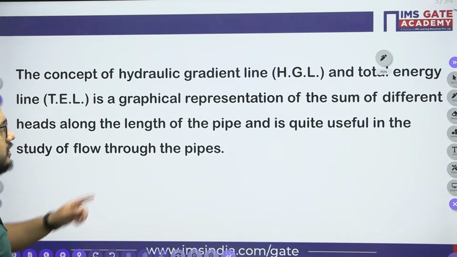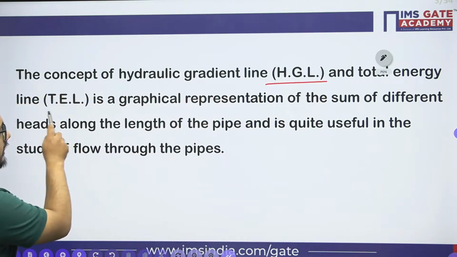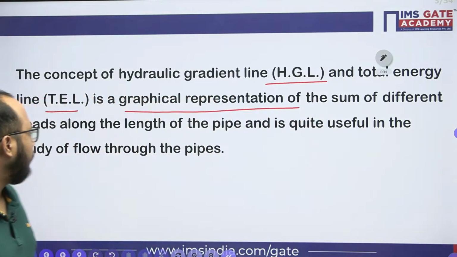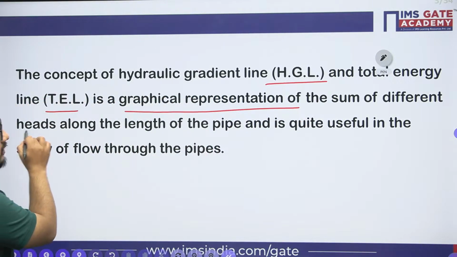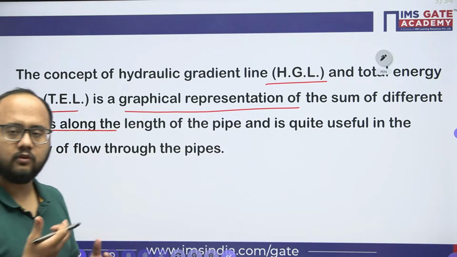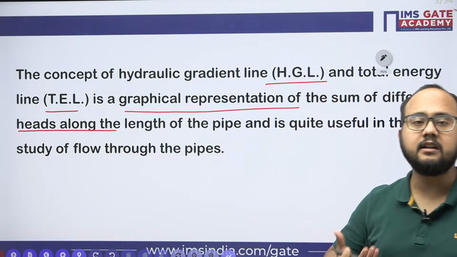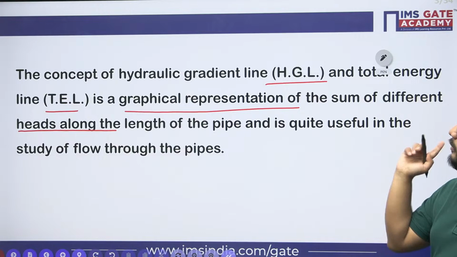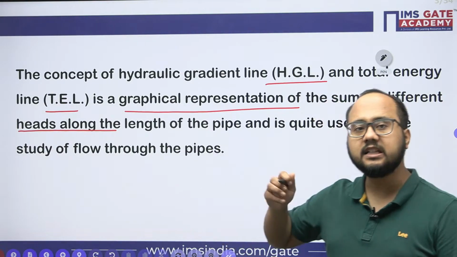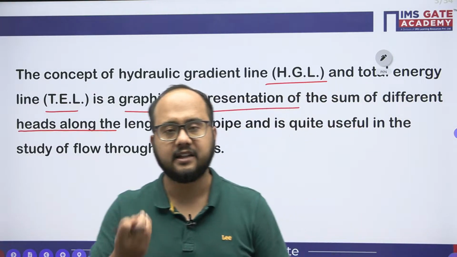So the concept of hydraulic gradient: this HGL and this TEL is basically a graphical representation of the sum of different heads. Heads are basically a representation of energy only. So usually we represent the energy in terms of head. So it is a sum of different heads along the length of the pipe, right? And it is mostly used in the study of flow through pipes. That is the concept of HGL and TEL.